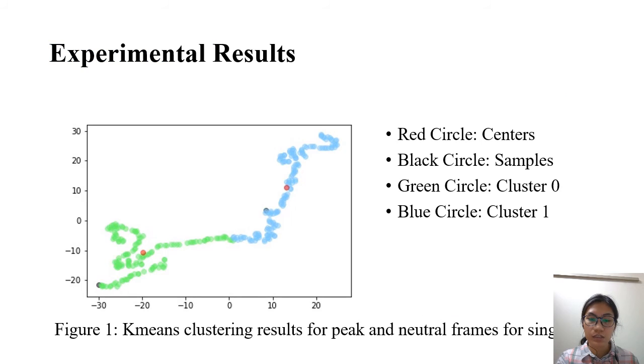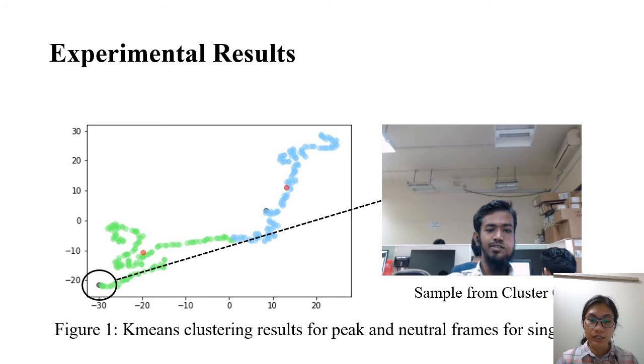This is the result for clustering the peak and neutral frames for a single person. We use k-means clustering because k-means clustering works well in the case of a known number of clusters. And red circles indicate the centers of each cluster, and black circles are samples from each cluster.